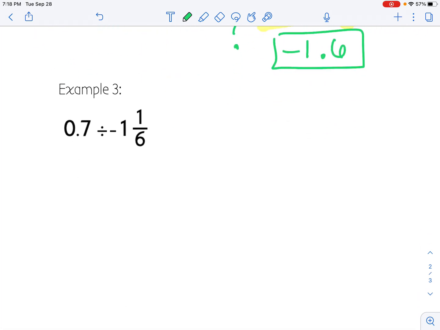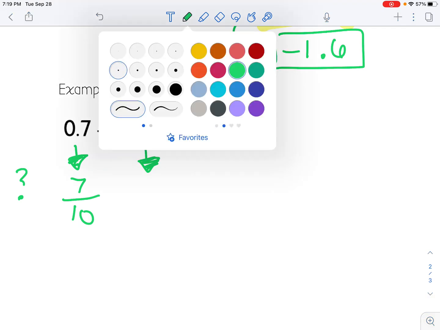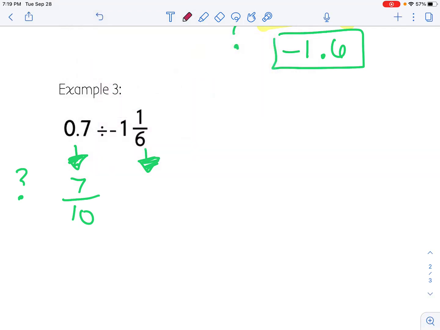Last one, example 3, 0.7 divided by negative 1 and 1/6. So I'm going to go ahead and turn my decimal into a fraction this time. What is 0.7 as a fraction? 7 over 10. I'm next going to turn my mixed number into an improper fraction. Just as a reminder, I'm going to multiply and then add my numerator. So what would this turn into as an improper fraction?